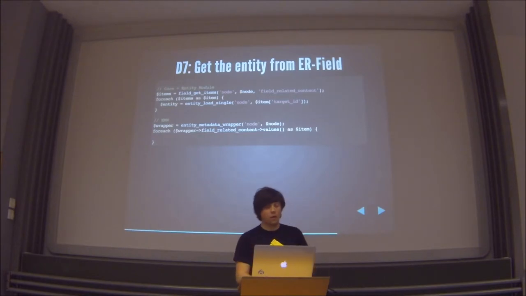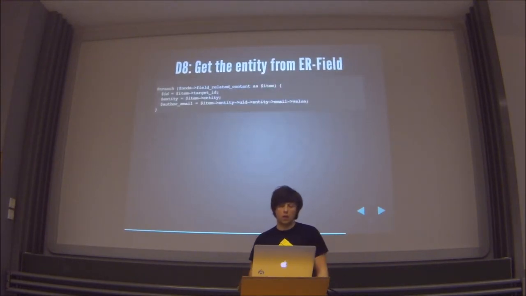And now in Drupal, or another example with entity metadata wrapper in Drupal 7, you have the node type and the node entity. Just instantiate entity_metadata_wrapper and iterate over field related content values, and now you get single items from the field. But this entity metadata wrapper was not in core; it was provided by the entity module.